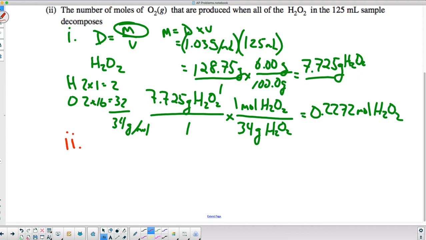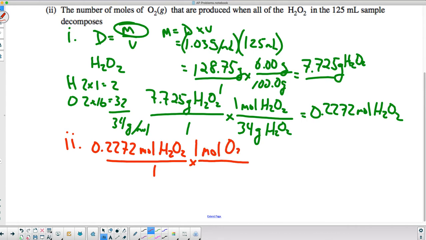So very simply, I'm going to start off with the number of moles of H2O2, and I'm just going to simply convert that to number of moles of O2. So 1 mole of O2 for every 2 moles of H2O2, and that's all based on the equation. So that means I'm basically dividing the number of moles by 2 to get the number of moles of O2. And that's it. So that part was very simple.